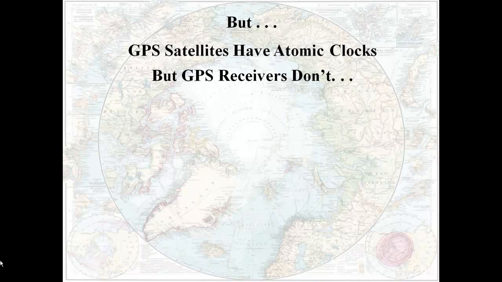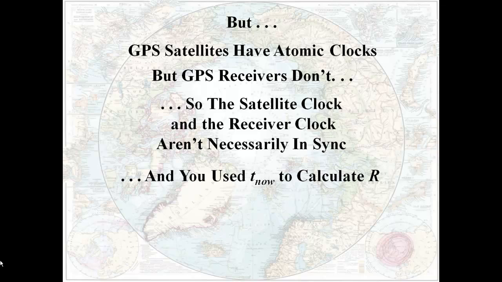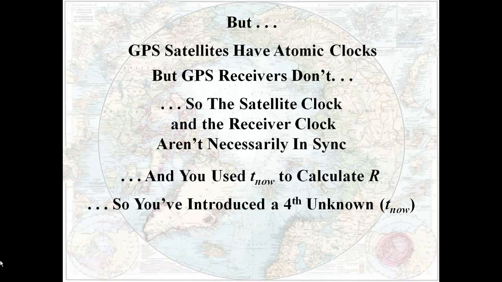And remember, 1/10,000th of a second is 18 miles. So we got to have a really good signal so that we know what time it is when we get that satellite signal. So the satellite clock and the receiver clock might not be exactly in sync. They might not be at exactly the same base time. And we use that time now from our receiver to calculate all these things. So we're going to have an extra unknown. That's going to be the time now. So now we've got 4 unknowns.